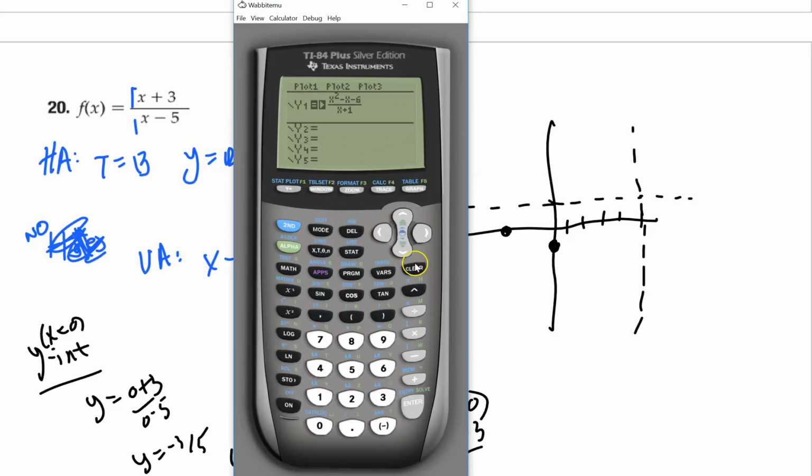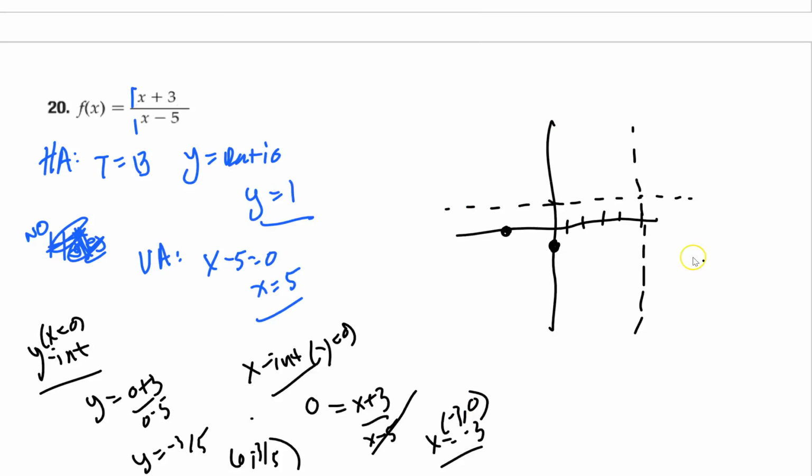Right, we go to y equals, let's clear that out. Alpha y equals x plus 3 over x minus 5. Again, if you want, you can also just, by hand, make a table, plug in values. But we have technology. It's 20 seconds. And we get that. So, as I said, our graph curves from here to there.